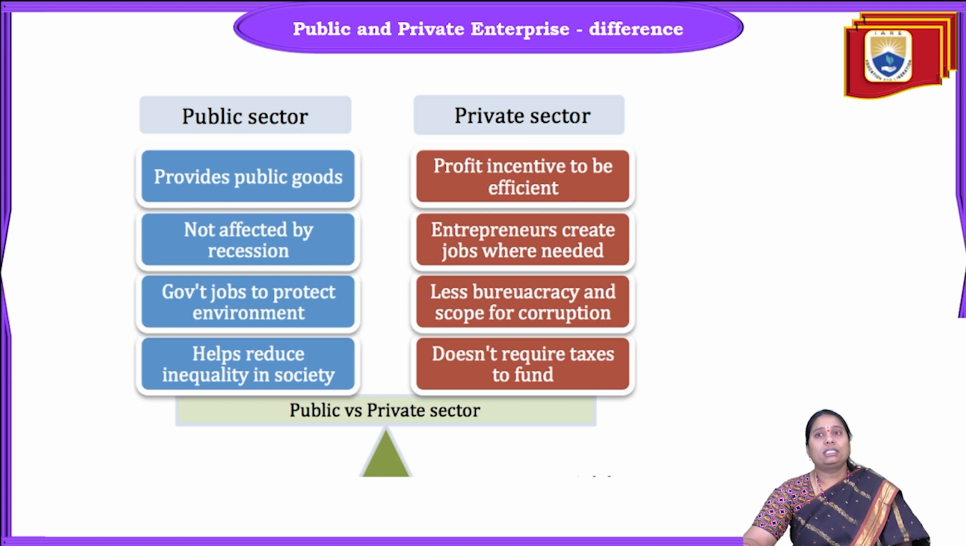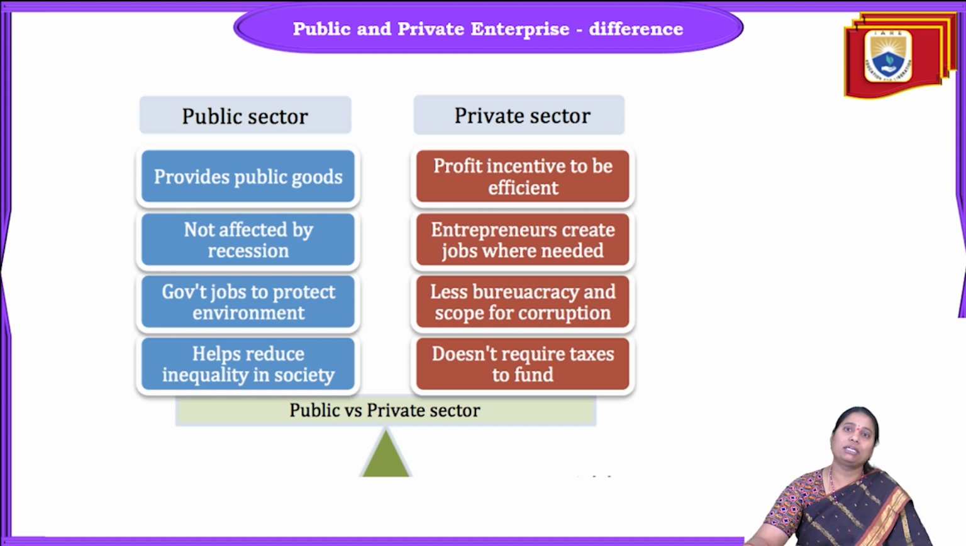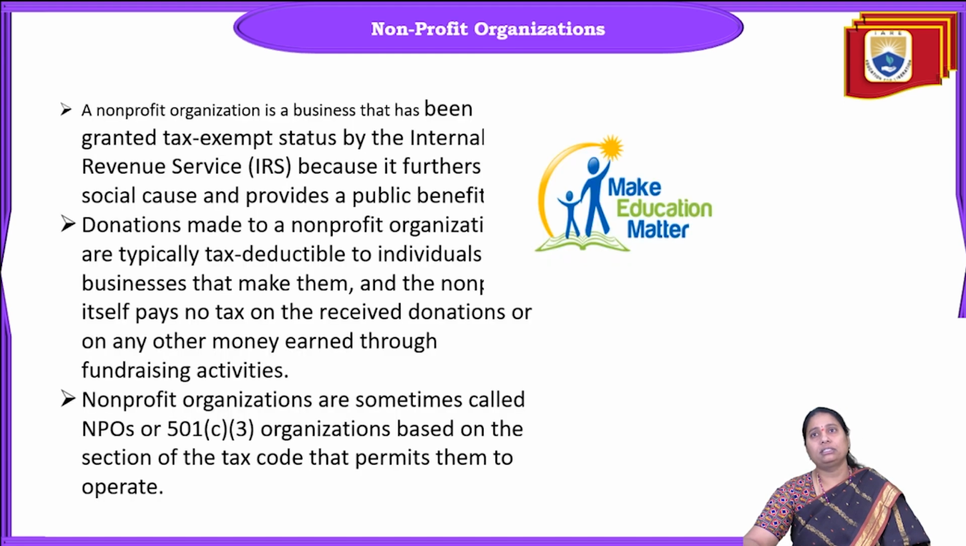So, the difference between the public and private sectors is that the public sector provides public goods, but the private sector provides profit incentives to be efficient. The public sector is not affected by recession, but the private sector has to think about the ups and downs of market conditions. Government jobs protect the environment, while there is less protection in the private sector. The public sector helps reduce inequalities in society, and doesn't require taxes to fund. So that is the one.